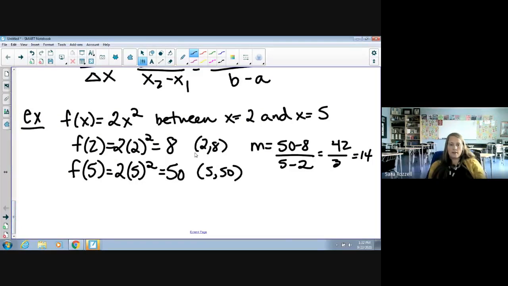Right. Everybody okay finding a y value? Now you have an ordered pair and you can make the slope. Okay. All right, last one.